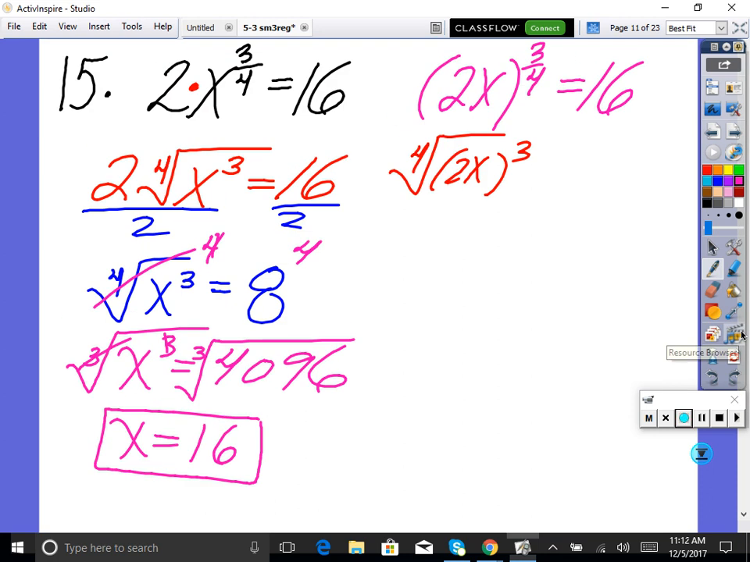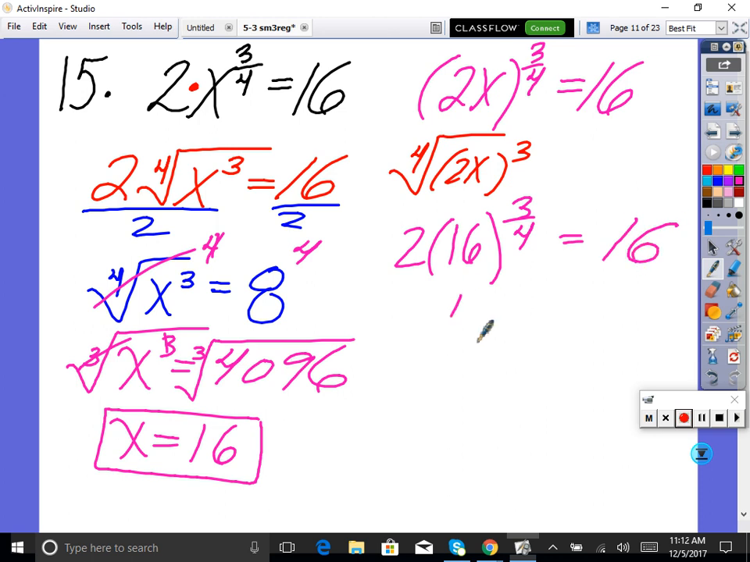So you would do in your calculator 2 parentheses, 2 is not in parentheses, 2 times parentheses 16 raised to the 3/4 power. Hit enter. If that's 16, we're good to go. It works? Yes. Yes, so everybody, look back.